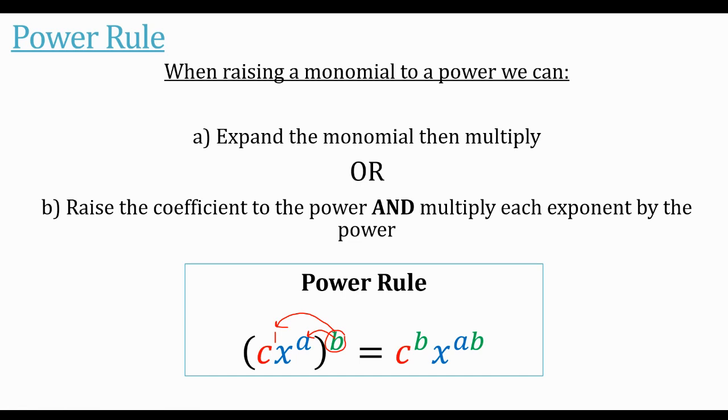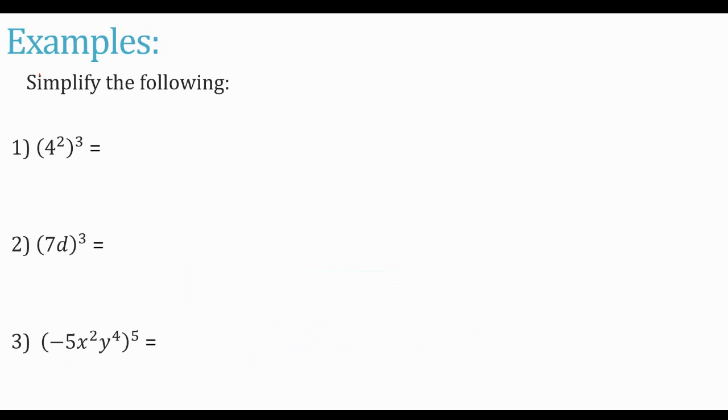Let's take a look at some examples. So simplify the following. Here we have 4 squared to the third power. So we are going to multiply these exponents. That becomes 4 to the 6th power. Now we can simplify this because 4 is a number.